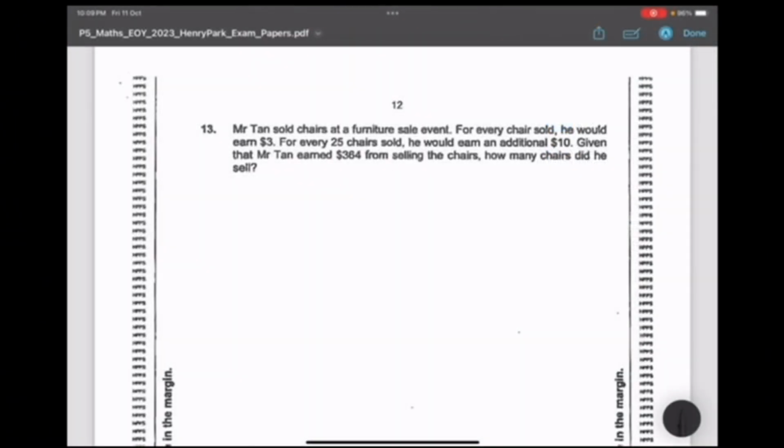Next question, question number 13. Mr. Tan sold chairs at a furniture sale event. There's not much information over here. We are moving on to the next sentence. For every chair sold, he would earn $3. Alright, what we want to do is to say that when he sells one chair, he would earn $3.